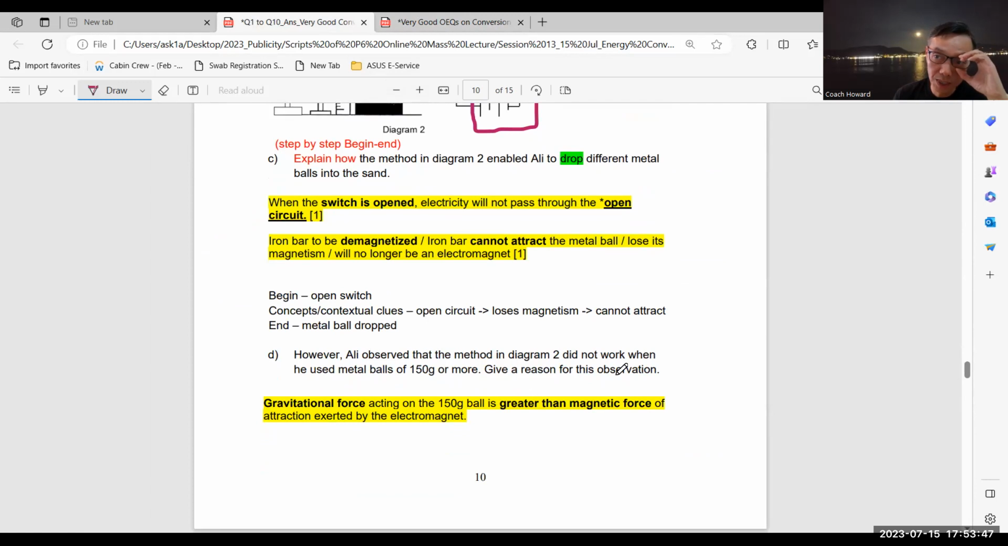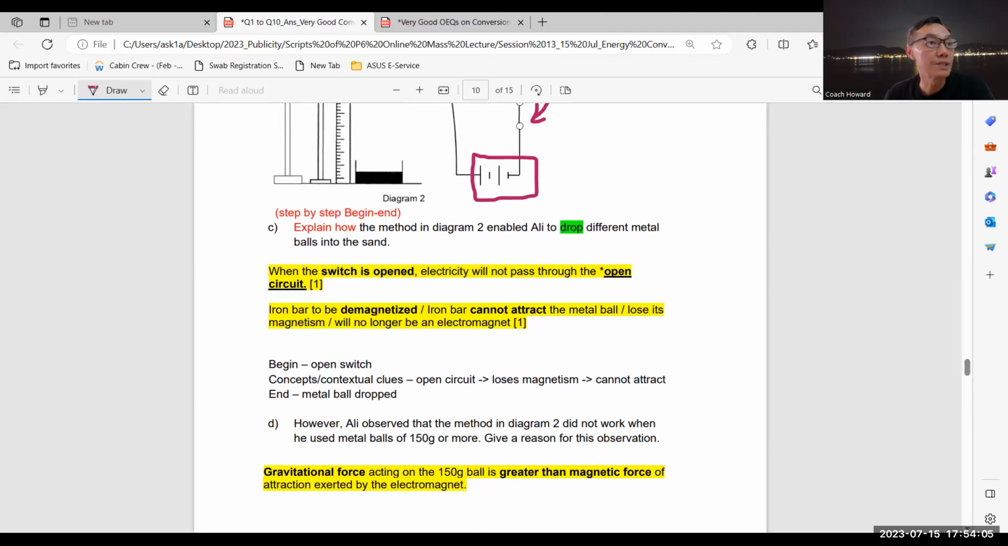Remember, don't use the word overcome. Remember somebody in the class said that; you say that it is greater. The gravitational force acting on the 150-gram metal ball is greater than the magnetic force of attraction exerted on the metal ball. So once again, I will screenshot this and send it to you all in the chat here. Okay, these two are sent already. Good.